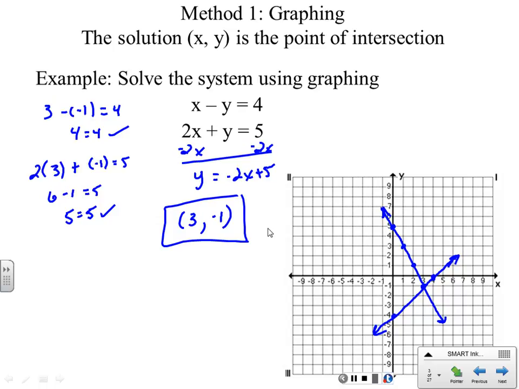On your test, I'm just going to say solve the system. I'm not going to say solve it by graphing, solve it by substitution, solve it by elimination, solve it by Cramer's rule. I'm not going to say that. I'm just going to say solve the system. Okay? And so you just solve it however you want. So if you already know a method that you learned in high school, go with it.